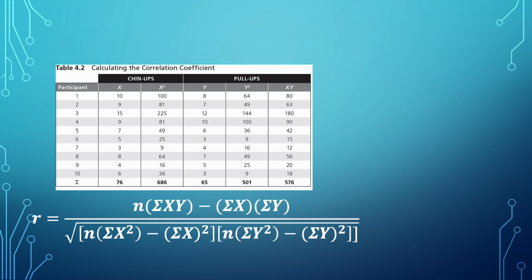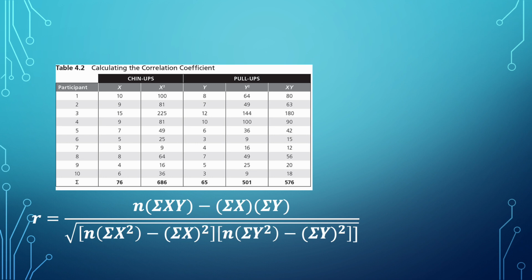Each of those individual X scores were each squared to get our X squared column, and then our sum is 686. We also have our Y column, which is from the data of our pull-ups, the number of pull-ups they completed. It's summed for all participants of 65. Our Y squared, which is then summed to 501. And then if we take our X values, multiply it by our Y values, we get our XY column. So 10 times 8 for participant 1 is 80, participant 2, 9 times 7 is 63, and so on.